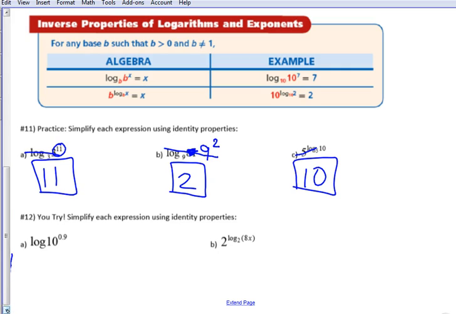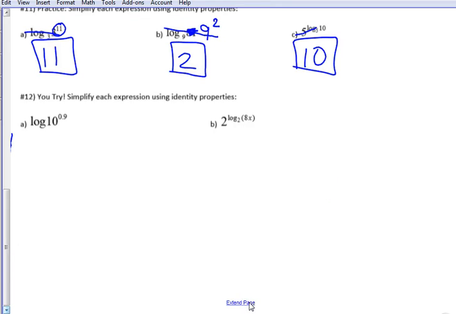All right, you try 12. All right, what is our answer for A? 0.9. Yep. What is my answer for B? 8x. Good. My bases are the same. Remember, this is the common log, so my base here is 10. So log 10 gets to run away. 0.9 is left over. 2 log 2 gets to run away. I'm left with just 8x.